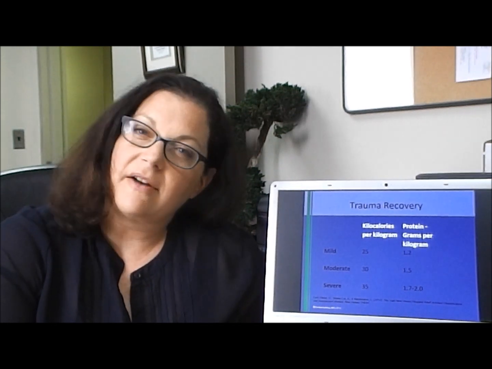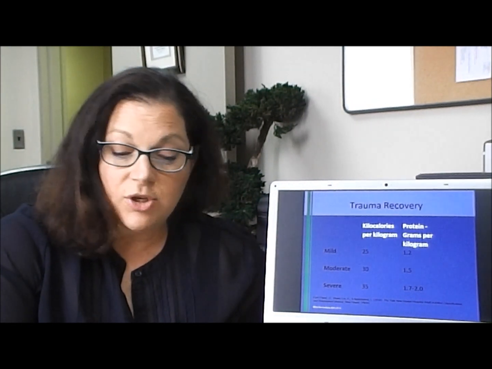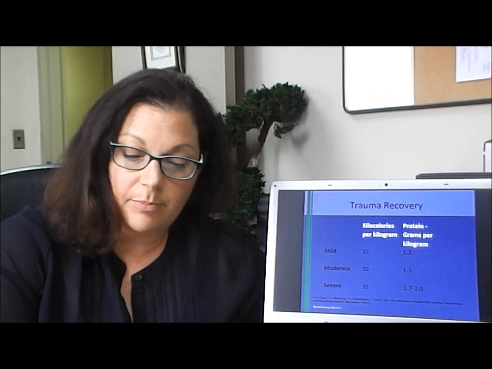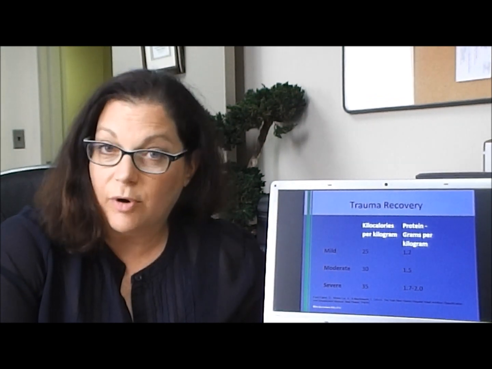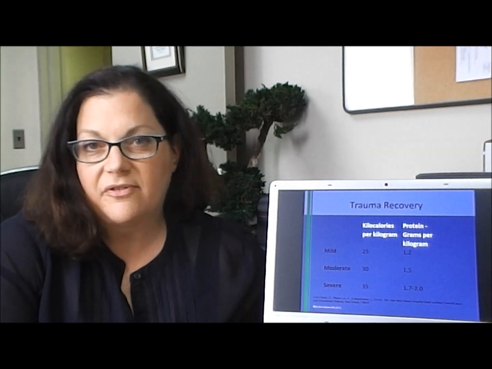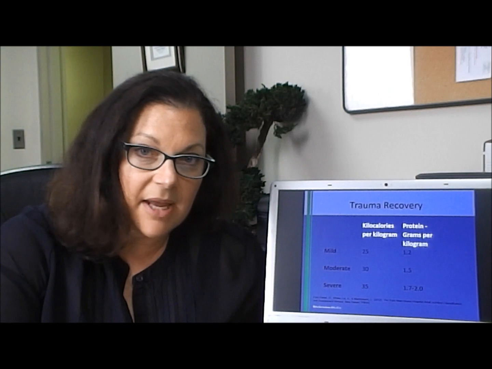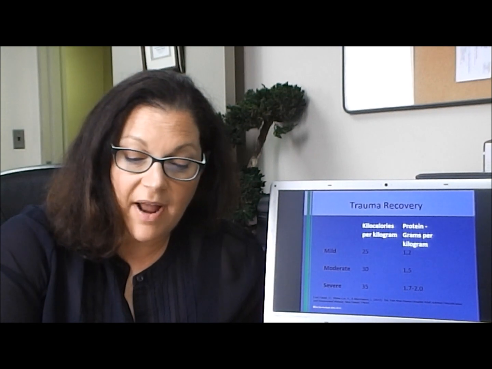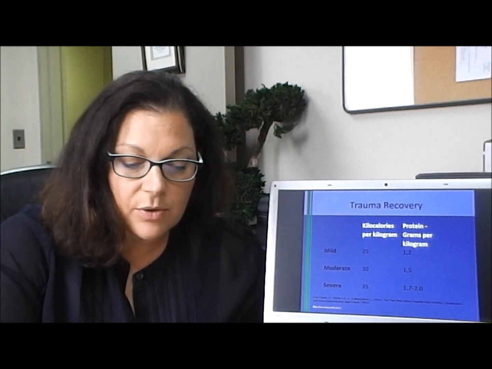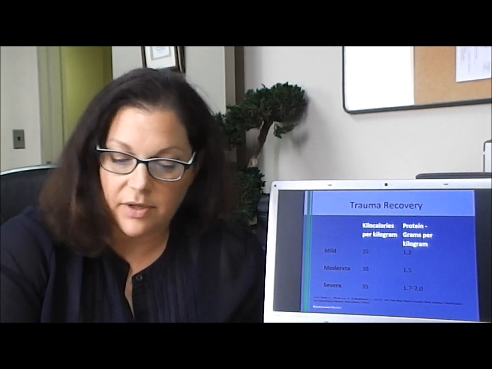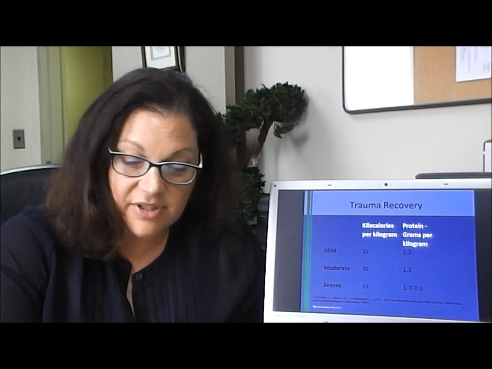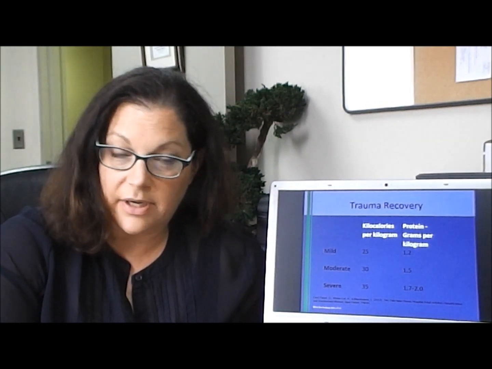Moderate recovery, such as that from a stage 3 pressure ulcer, a bone break, pancreatitis, intracerebral hemorrhages, or sepsis, requires 30 calories per kilogram body weight per day and 1.5 grams of protein per kilogram. The most severe medical issues have nutrition needs estimated at 35 calories per kilogram and 1.7 to 2.0 grams of protein per kilogram, and would be used for those with stage 4 and above pressure ulcers, patients in a catabolic state, severe sepsis or septic shock, or those with traumatic brain injuries.